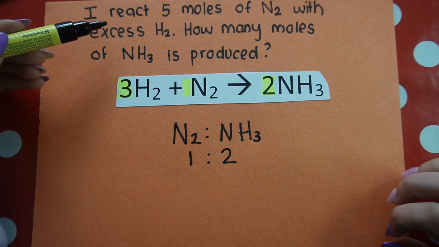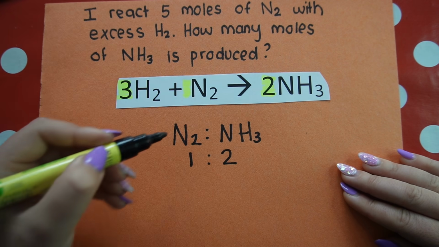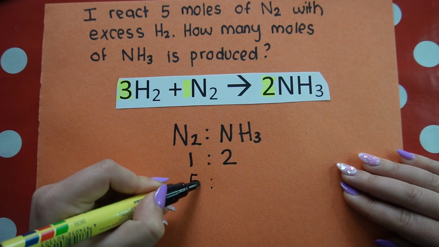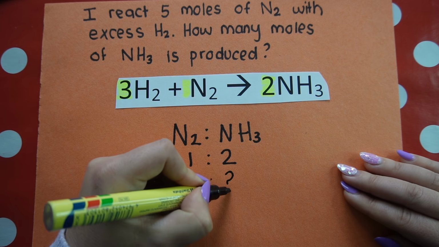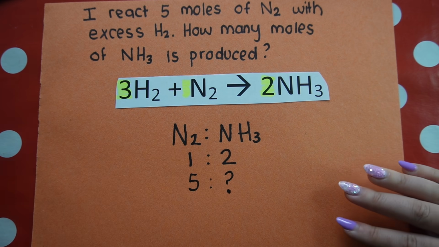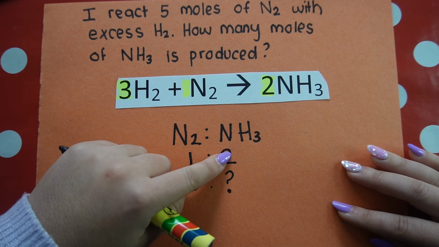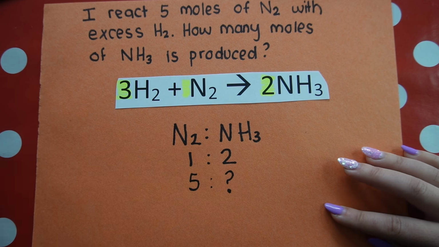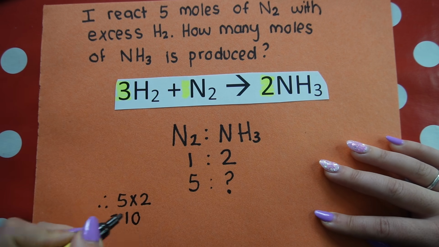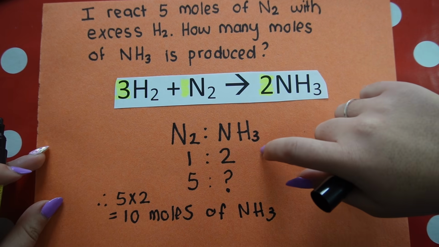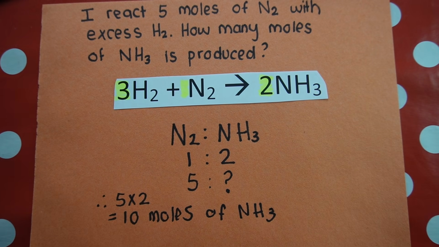Then you go back to the information that they gave me. I react 5 moles of nitrogen. So under nitrogen, I'm going to put 5. How many moles of ammonia is produced? This is what I'm looking for. And now how you work with ratios is up to you, but you can see that to get from 1 to 2, you multiply by 2. So therefore, I must multiply 5 by 2. So therefore, 5 times 2, that will be 10 moles of ammonia will be produced because it's a 1 to 2 ratio. So therefore, if I have 5 moles of nitrogen, I will have 10 moles of ammonia.